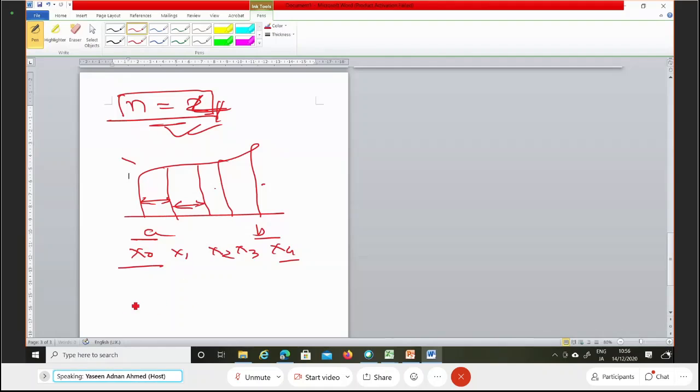So how to get the h? H should be b minus a divided by n. How about the n? N is in this case 4. Or you can just divide it by yourself. If your extreme ends are given, you are considering 4 strips.